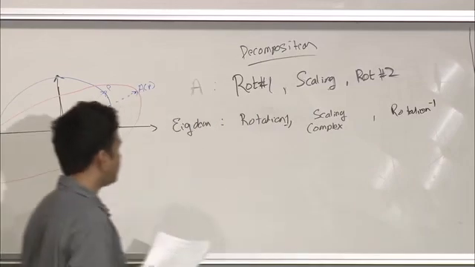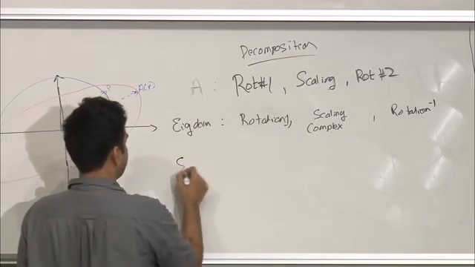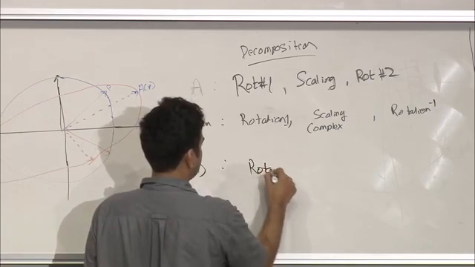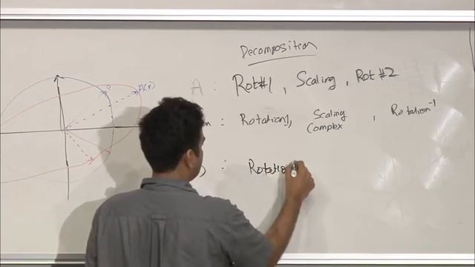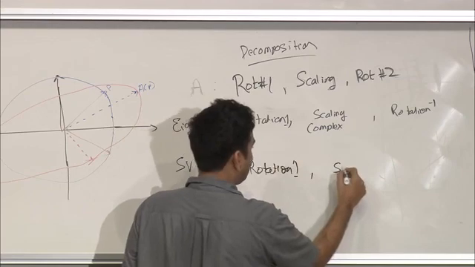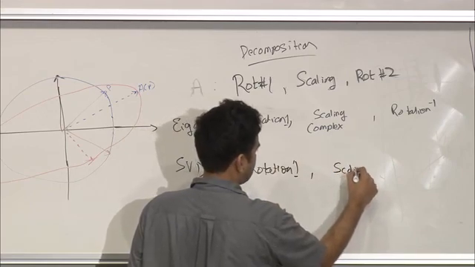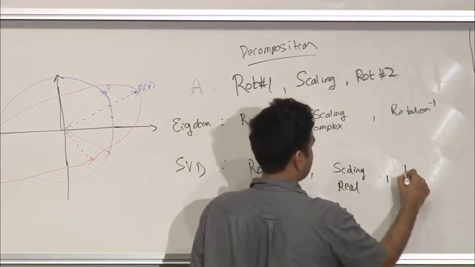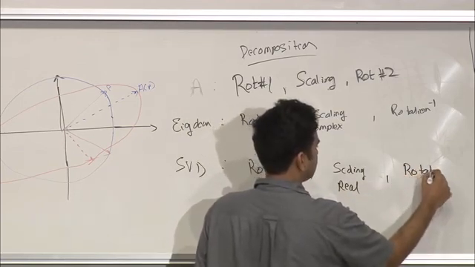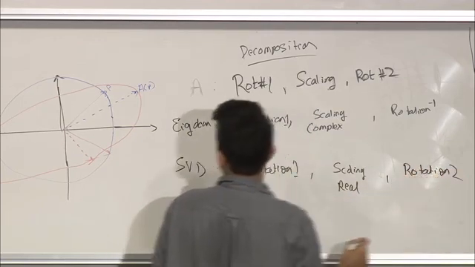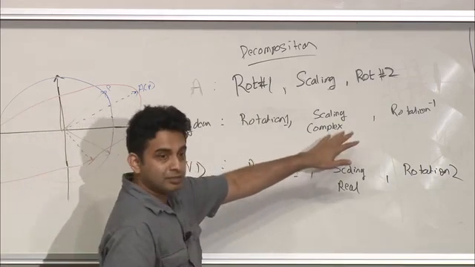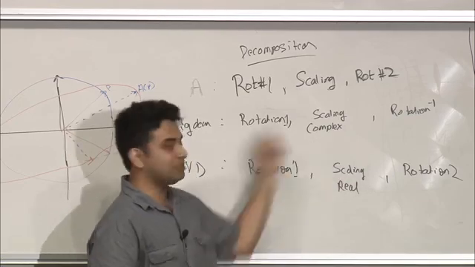Right? And there's another kind of decomposition called SVD, where you do rotation 1, scaling only by real numbers, and then rotation 2. Right? So what's the difference here? Here the scaling can be either real or complex, but the rotations are the inverses of each other.